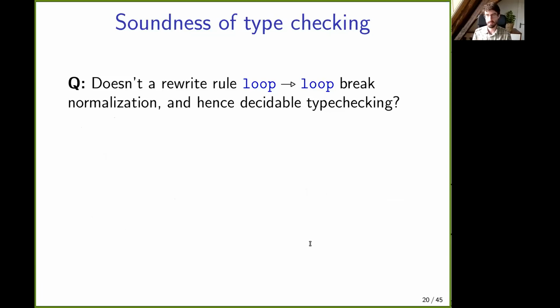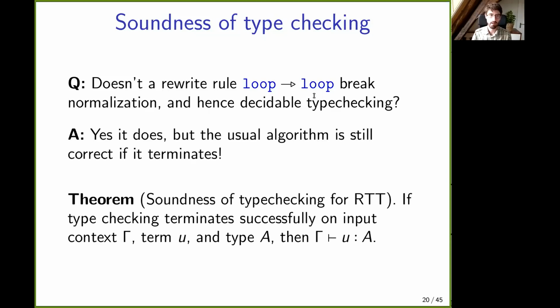First of all, there's quite a few things that can go wrong here. So let's look at one example. If we have a term loop that's just a rewrite rule that rewrites loop to itself, that means that evaluation will loop, obviously. And in particular, that will make the type checker loop as well. And hence we lose decidable type checking. So that's a problem.